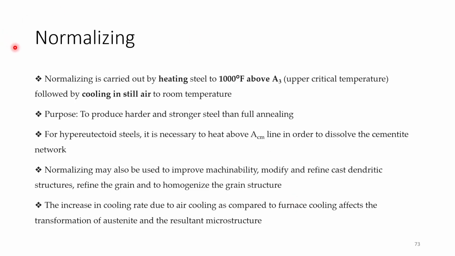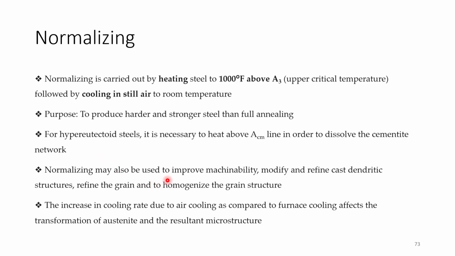Then we have normalizing. Normalizing is carried out by heating steel to 100 degrees Fahrenheit above the A3 upper critical temperature, followed by cooling in still air to room temperature. The purpose is to produce harder and stronger steel than full annealing. For hypereutectoid steels, it is necessary to heat above the ACM line in order to dissolve the cementite network.